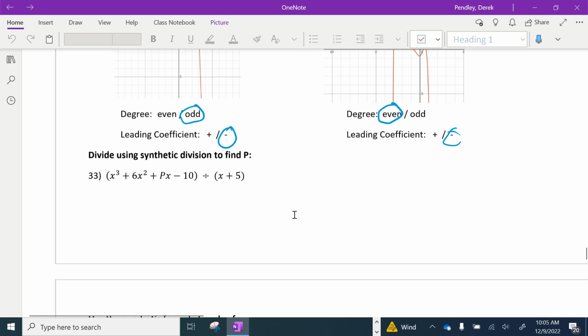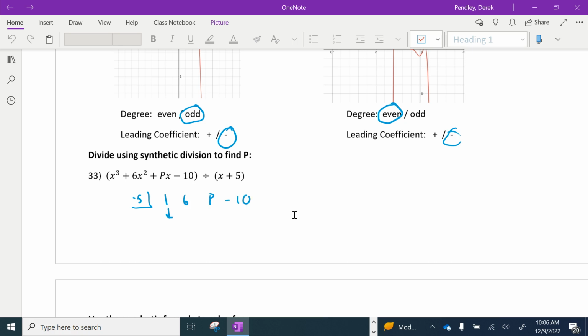All right. Number 33. It says use synthetic division to find p. So synthetic division tells me that I need to use -5 and divide by my coefficients here, 1, 6, p, and -10. I need to verify I'm not missing any terms. I have an x cubed, x squared, x, and a constant, so I'm good. So let's just synthetically divide and see what we get.